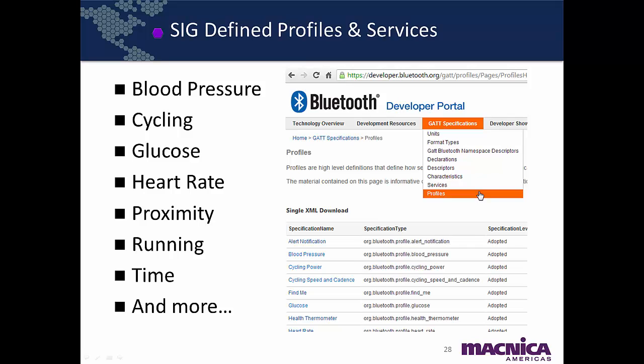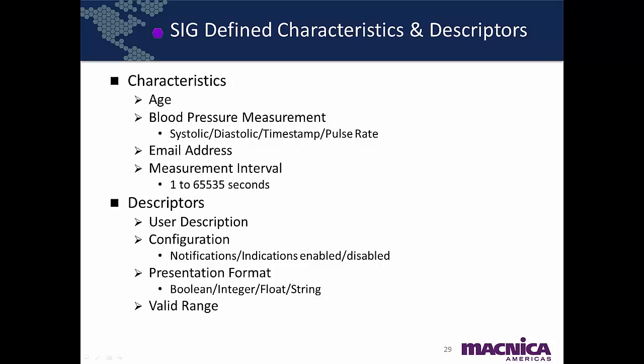Now, there are many SIG predefined profiles, services, characteristics, and descriptors that can be seen on the Bluetooth developer's website. Such profiles as blood pressure, heart rate, proximity, and running speed are only a few examples. Here are a few additional example characteristics and descriptors that have SIG-defined UUIDs that you can use in your application as part of the interoperability effort Bluetooth Low Energy is tasked to achieve. Now keep in mind, you are free to use your own UUIDs as needed.